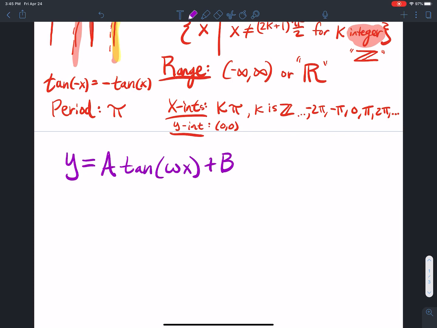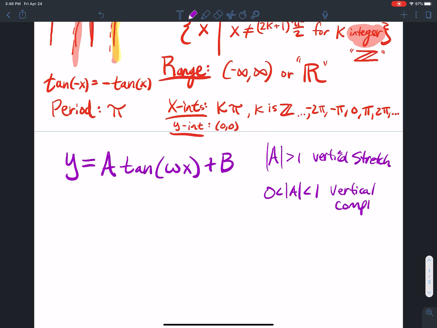Okay, so if you think about it, if your a in absolute value is greater than 1, then we're doing a vertical stretch. And if your a in absolute value is between 0 and 1, then it's a vertical compress. Okay, remember back to college algebra for that. Now, the period for the tangent is pi, okay? So the period for this would be pi divided by omega, okay? This is caused by the horizontal compression of the graph by a factor of 1 over omega.